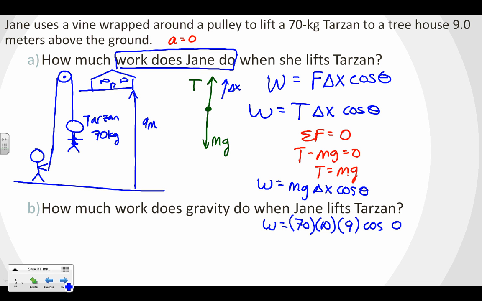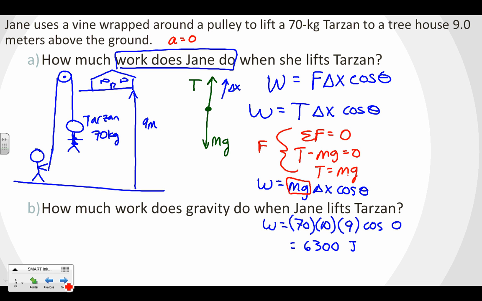70 times 10 times 9. Cosine of 0 is 1, and the unit of work is the joule, or newton-meters. So Jane does 6,300 joules of work on Tarzan. And that's how you solve work problems. It's always the same method: force, delta x, cosine theta. Sometimes there's an intermediate step to solve for the F value. Sometimes it's obvious, sometimes there's an intermediate step. Then you plug it right back in and work the rest of the problem.